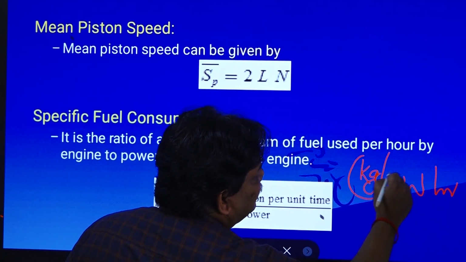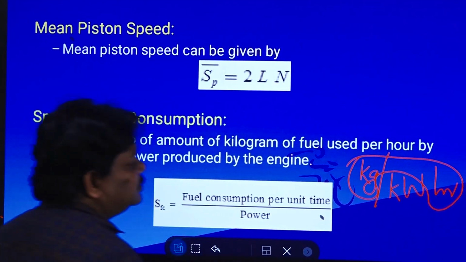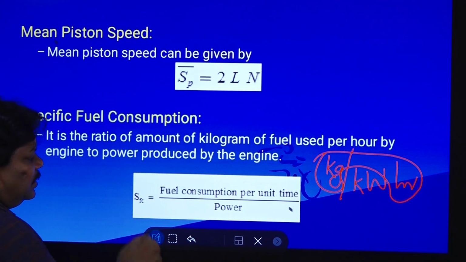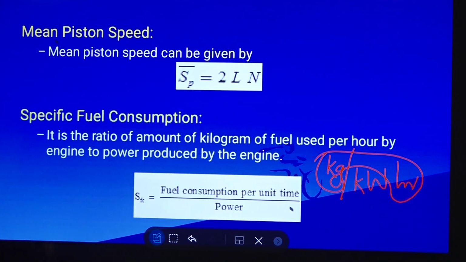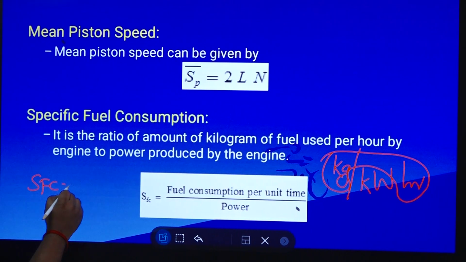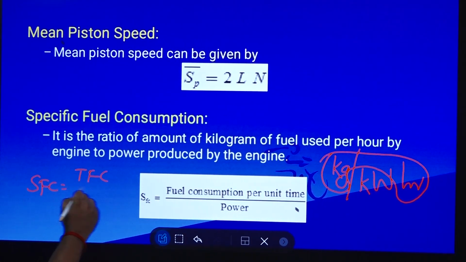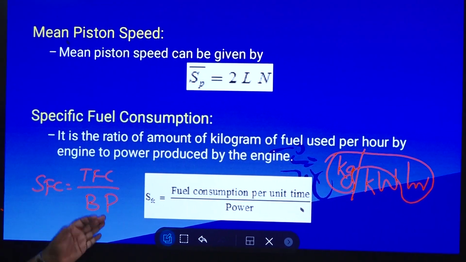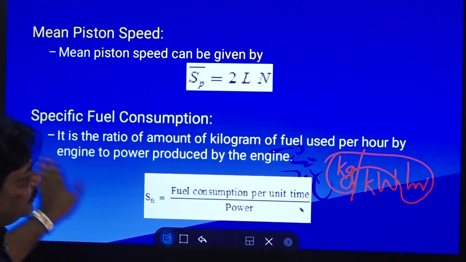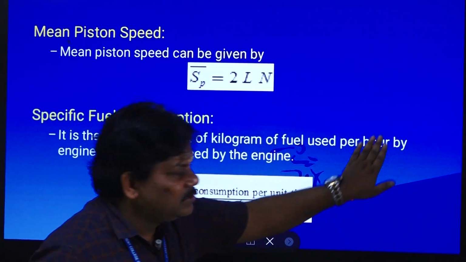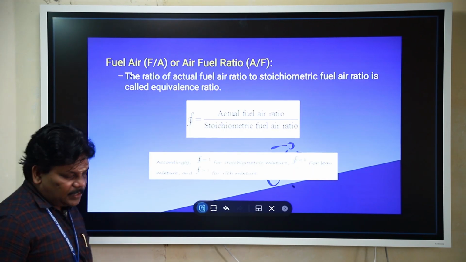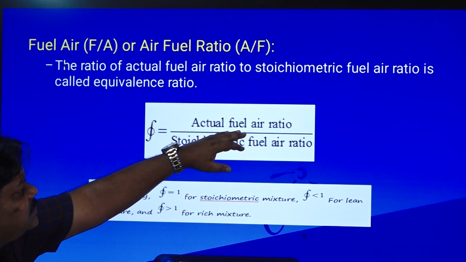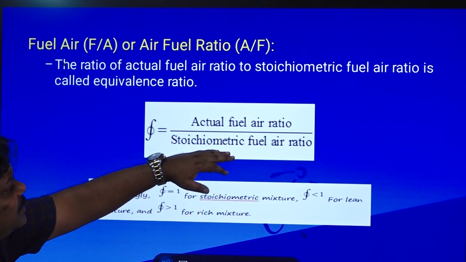You know kilogram per hour is nothing but the total fuel consumption, and kilowatt indicates the brake power. So specific fuel consumption is the ratio between TFC, that is total fuel consumption, and brake power, which will be in kilowatt. So you will get the unit as kilogram per kilowatt hour. Then air fuel ratio. It is defined as the ratio between the actual fuel air ratio and the stoichiometric fuel air ratio.